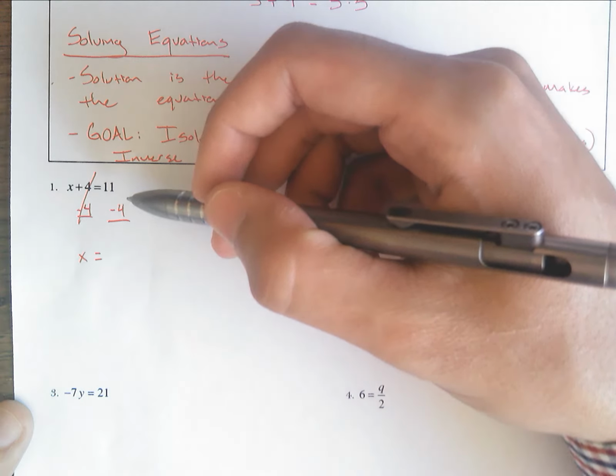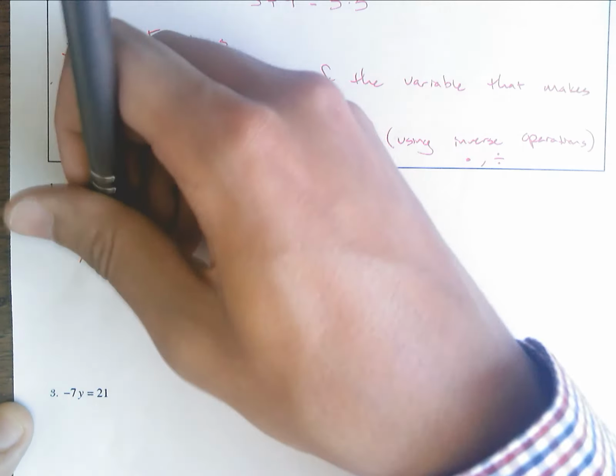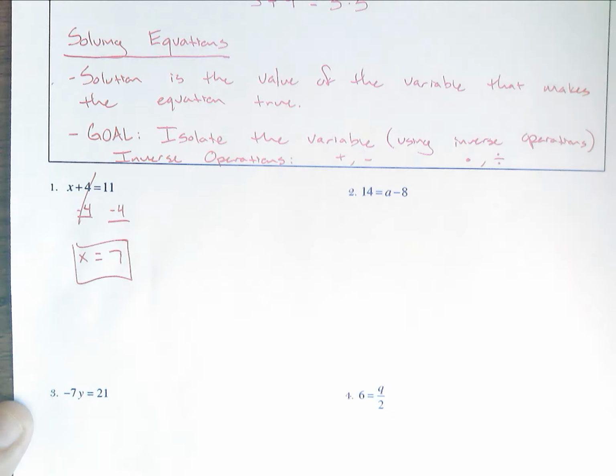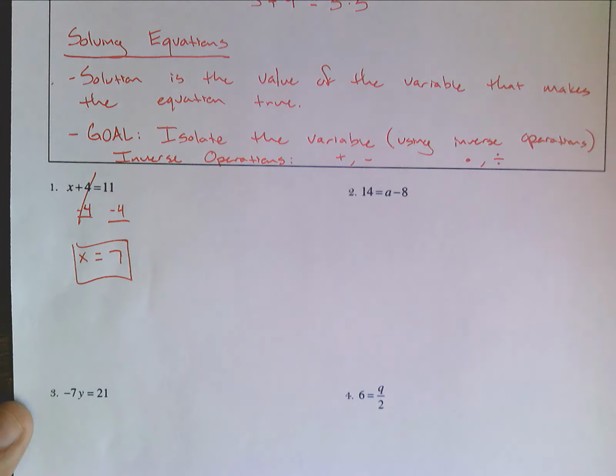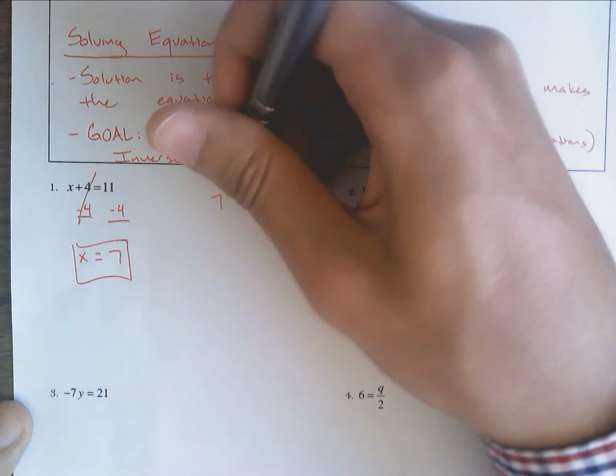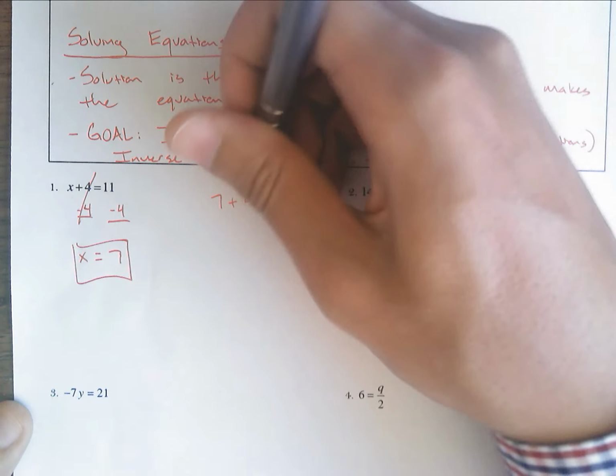Well, 11 minus 4 is 7. So we have x equals 7. So our solution here is x equals 7. And we can always double check that this is indeed a solution by plugging it back into our original equation. So we can take 7 and plug it back in for x. So we have 7 plus 4 equals 11.